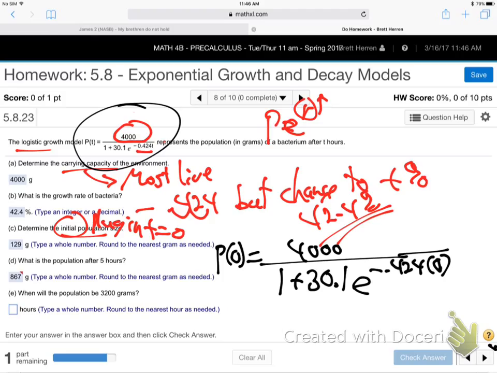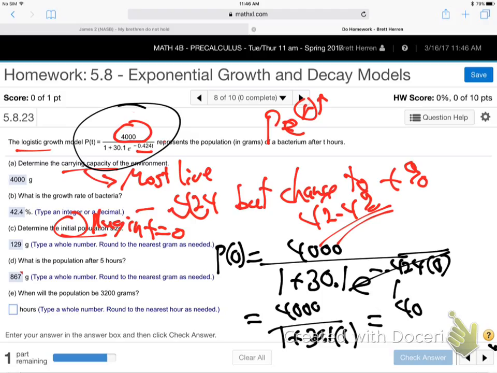Now, what is anything, including e, to the 0 power? 1. So this is 1. So this becomes 4,000 over 1 plus 30.1 times 1. In other words, it's 4,000 over 31.1. That's why I asked you to do that in your calculator. That becomes 129 when you round it to the nearest whole number. Does that make sense? So initial means time 0. That comes up a lot in math and science word problems. The rest you can do.